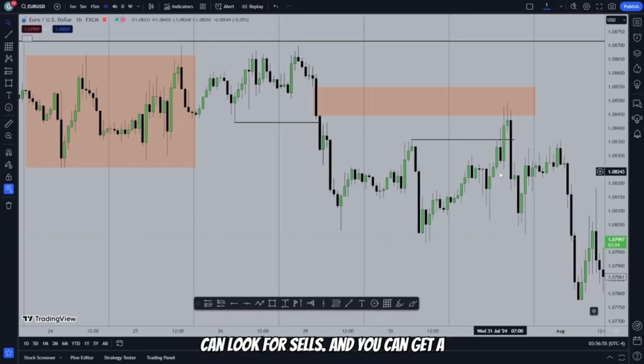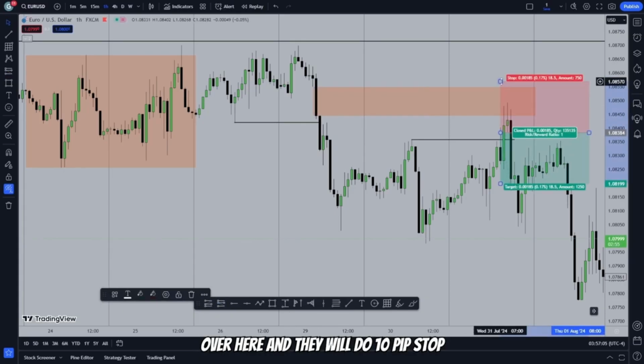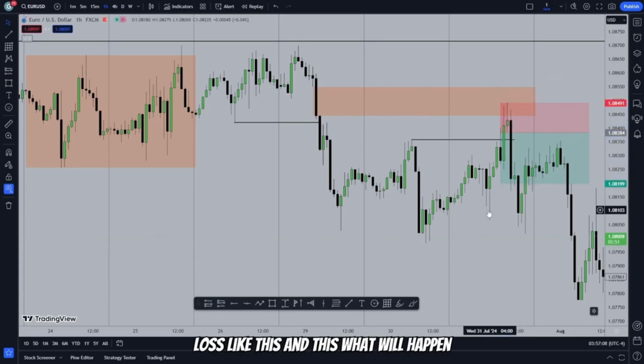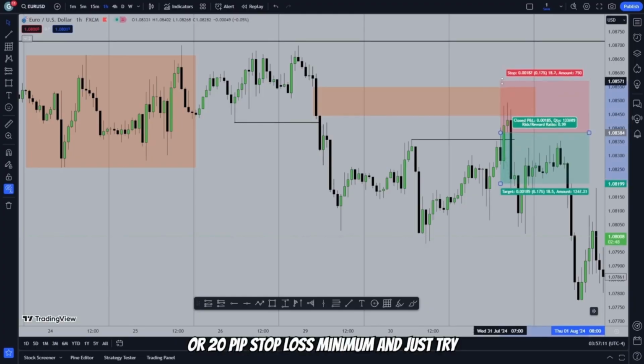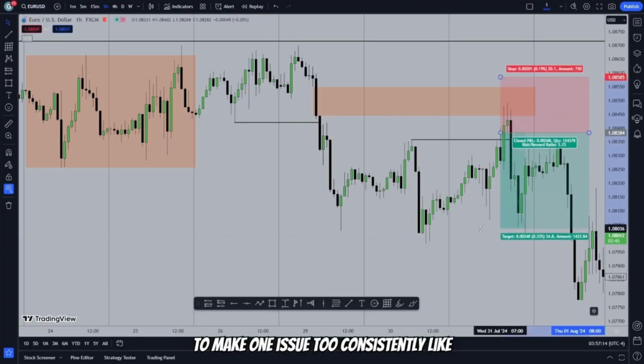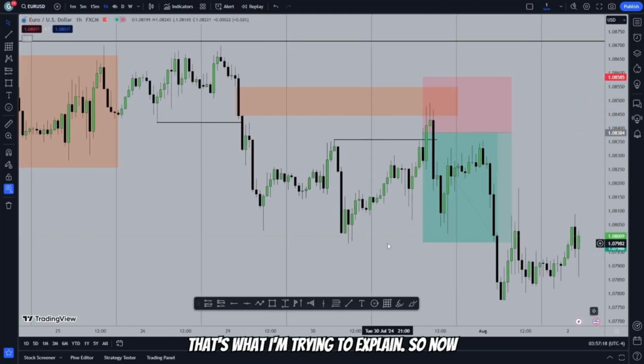So on this day, you can look for sells and you can get a good sell over here, and don't do a small stop loss, okay? Suppose I saw so many people, what they'll do is they'll just place their sell limit right over here and they will do a 10 pip stop loss like this. And this is what will happen with you, okay? You can keep a 15 pip stop loss or 20 pip stop loss minimum, okay? And just try to make 1:2 consistently, okay? That's what I'm trying to explain.